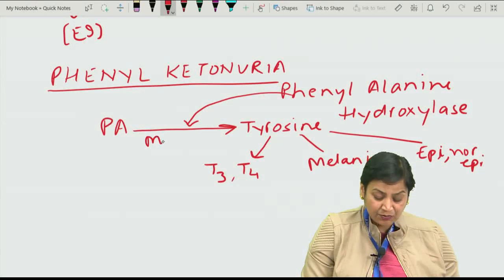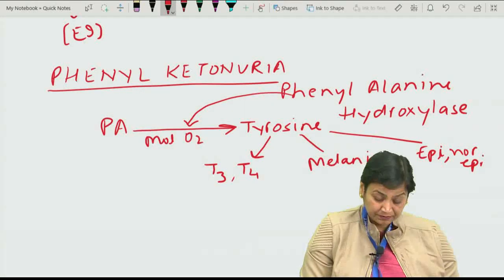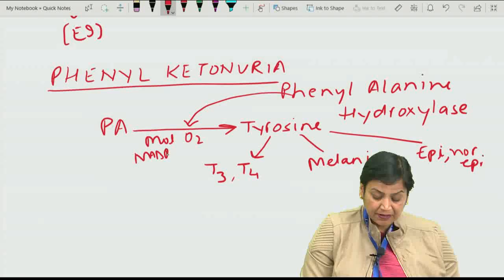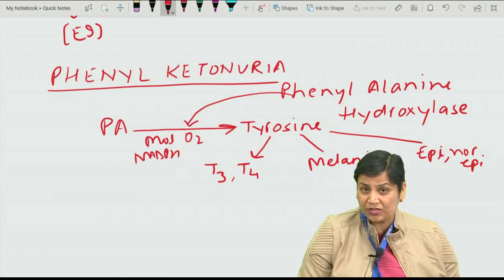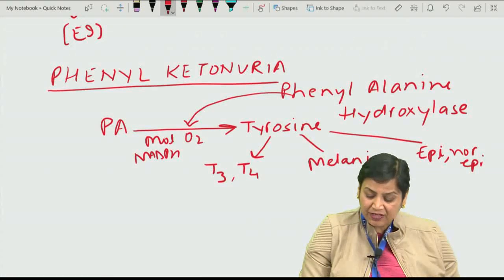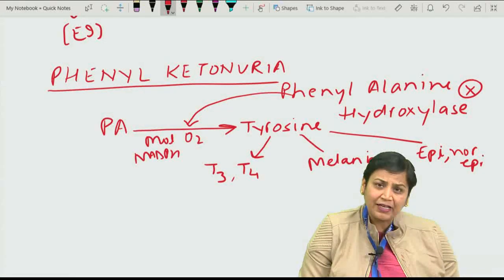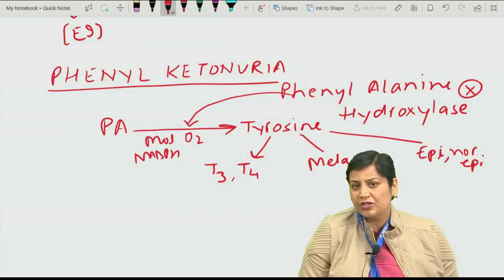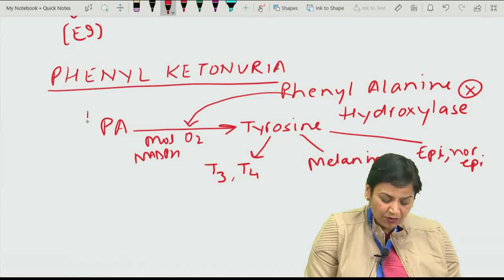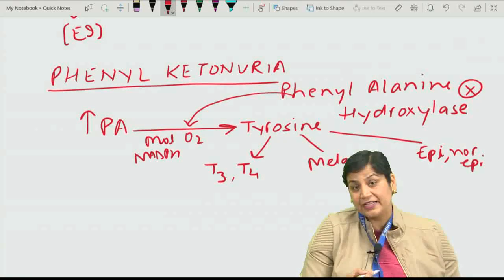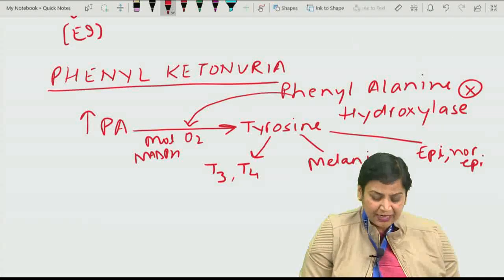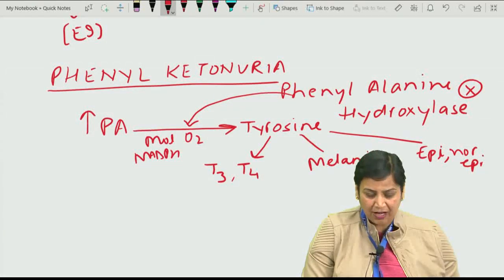This reaction requires molecular oxygen and NADPH. These are the important components of this. Without this, the reaction cannot proceed. Now what happens is, if this enzyme is deficient, automatically there won't be production of tyrosine, accumulation of phenylalanine will be there in the blood, and there will be excretion of phenylalanine in urine, leading to phenylketonuria.